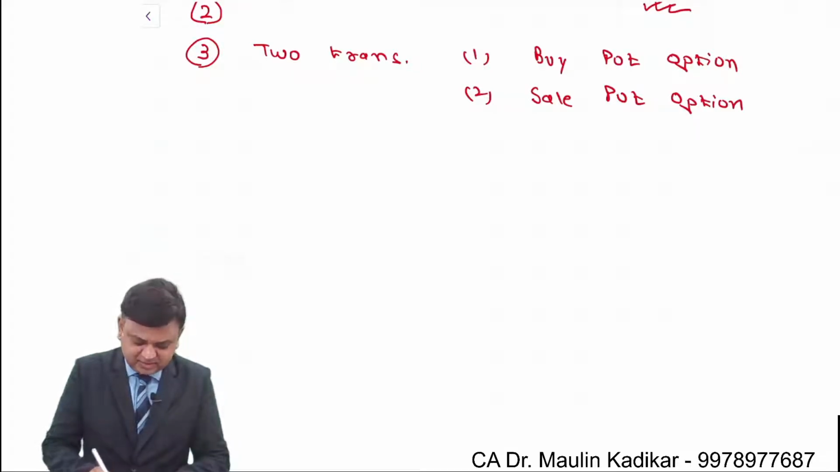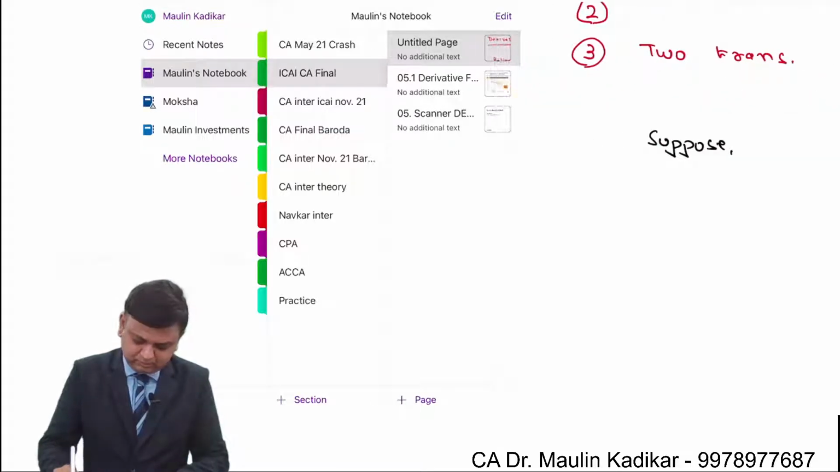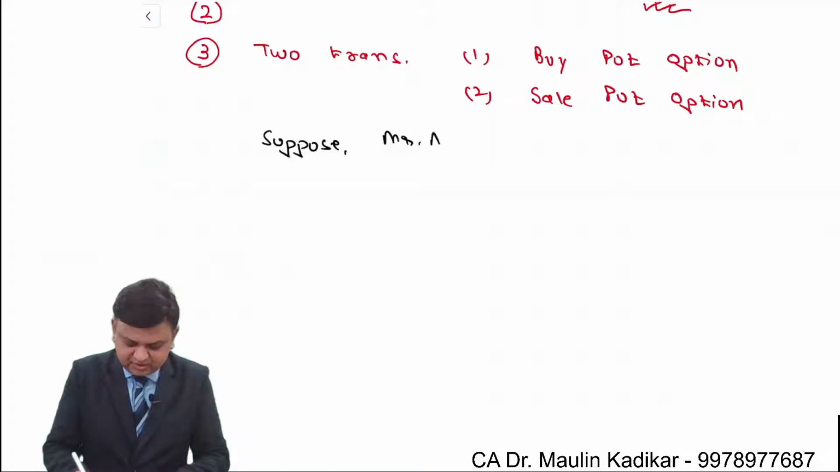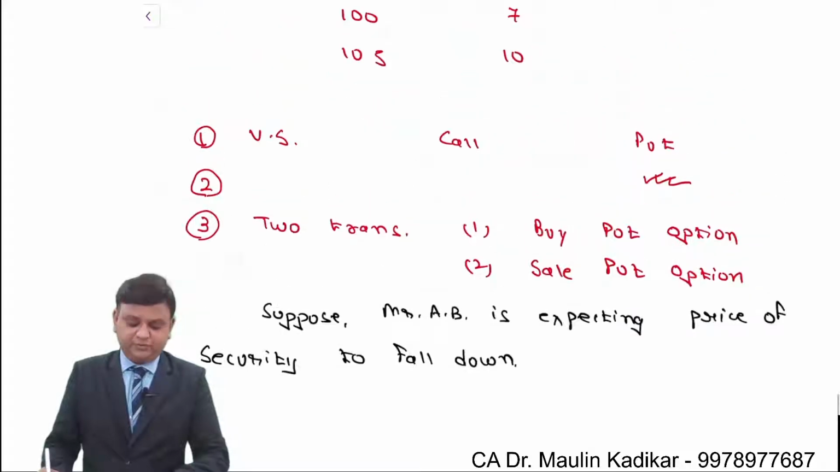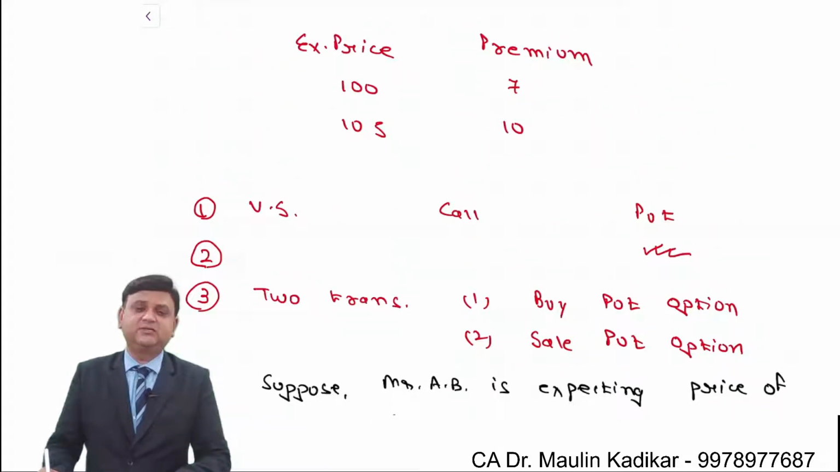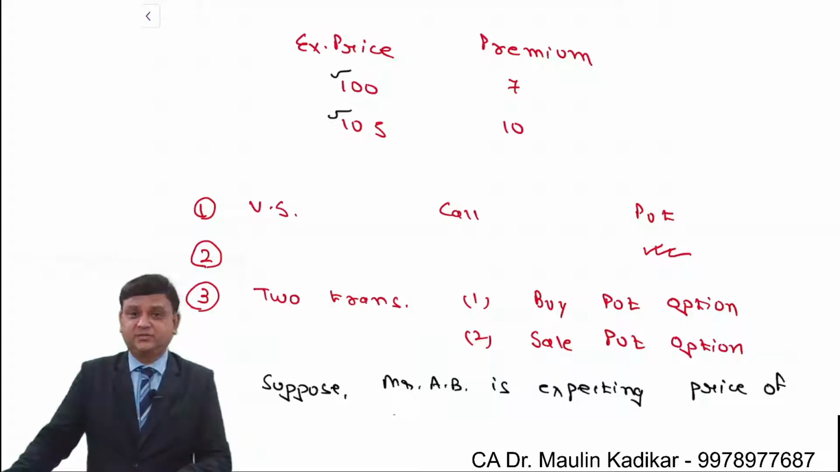Suppose, just I'm having a discussion with you. Suppose Mr. Amitabh Bacchan is expecting price of security to fall down. Then my question to all of you is that in that case, which option is going to give you more payoff? It is option having exercise price 100 or option having exercise price 105.